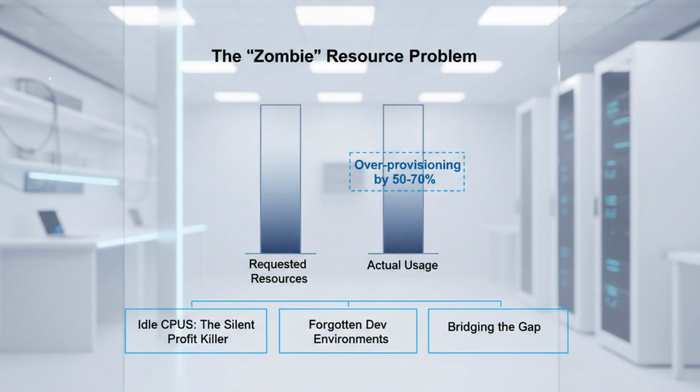For a remote-first entrepreneur, this is capital that could be spent on marketing or talent. We need to bridge the gap between what we request and what we actually need. Understanding this discrepancy is the first step toward reclaiming your margins and building a lean, mean technical machine.